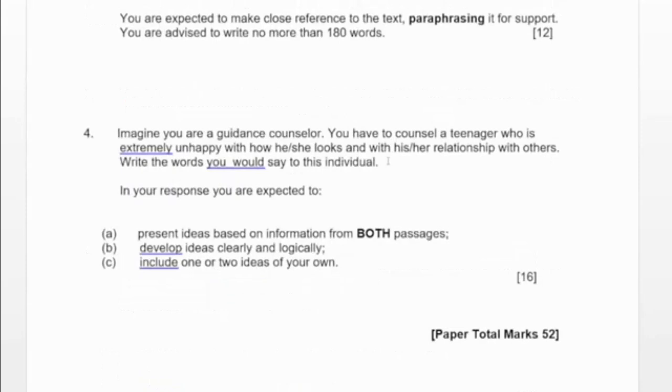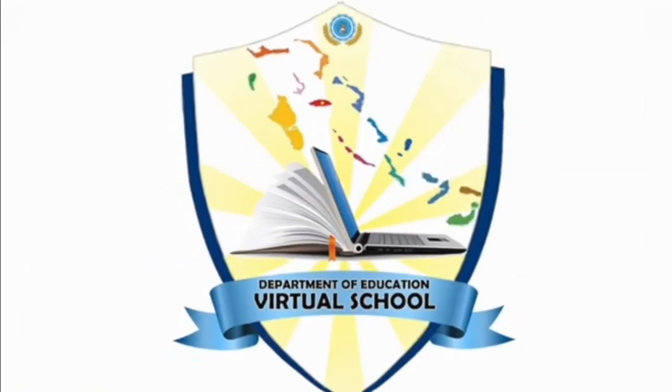Finally, for question number 4, you have the directed writing question, which is similar to the directed writing question on paper 3. For question 4 of the paper 4 exam, you will be allowed to use information from both passages. So do take advantage of both passages to respond to this question and try to obtain the maximum amount of content points.